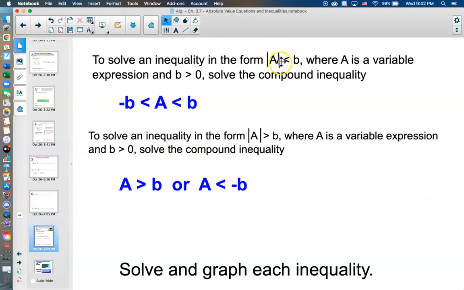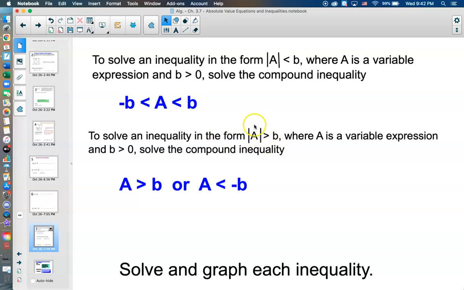When you have an absolute value expression that is less than a number or less than or equal to a number, then it's going to be a compound inequality in the form of an and, right? You're going to have some negative number is less than or equal to the expression is less than or equal to, or less than, the positive version of that number.